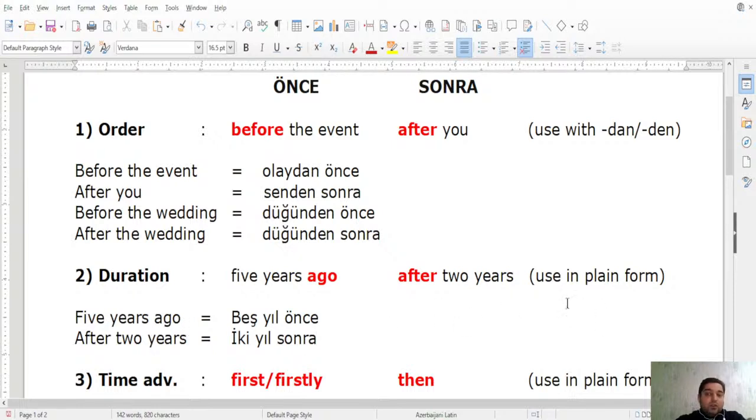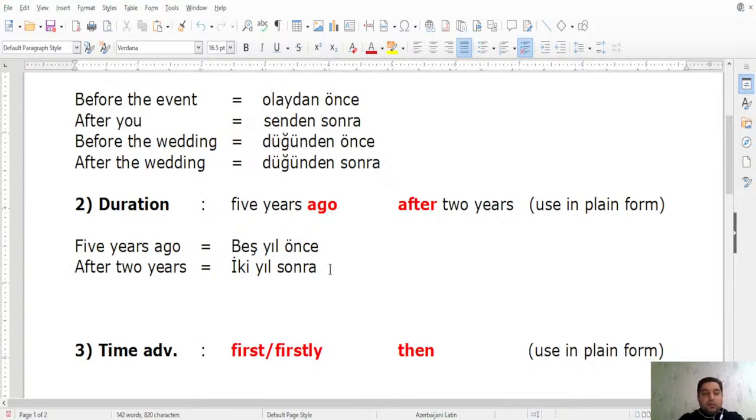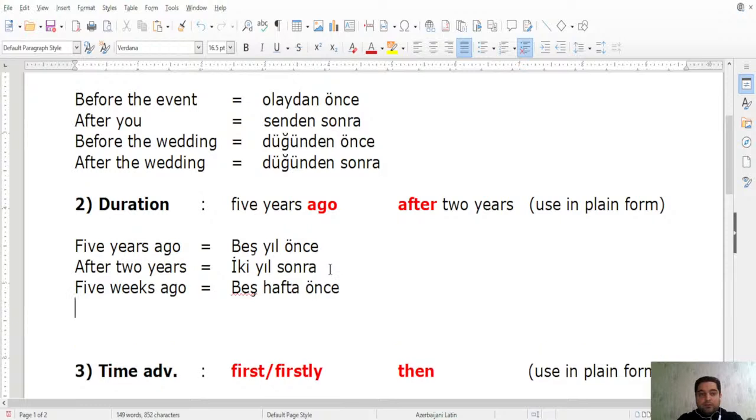You see, here we don't need to use any endings, therefore we use it in the plain form. You can write years, minutes, weeks, days, it doesn't matter. This use requires some kind of a time word. So you can say, for example, 5 weeks ago. Week is hafta, right? 5 weeks ago will be 5 hafta önce. And if you want to say after 2 minutes, you would say 2 dakika, right? 2 dakika sonra.